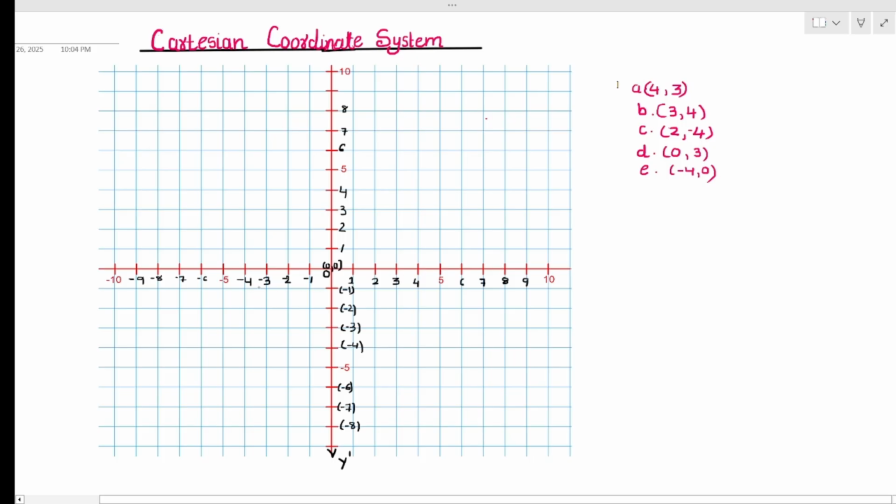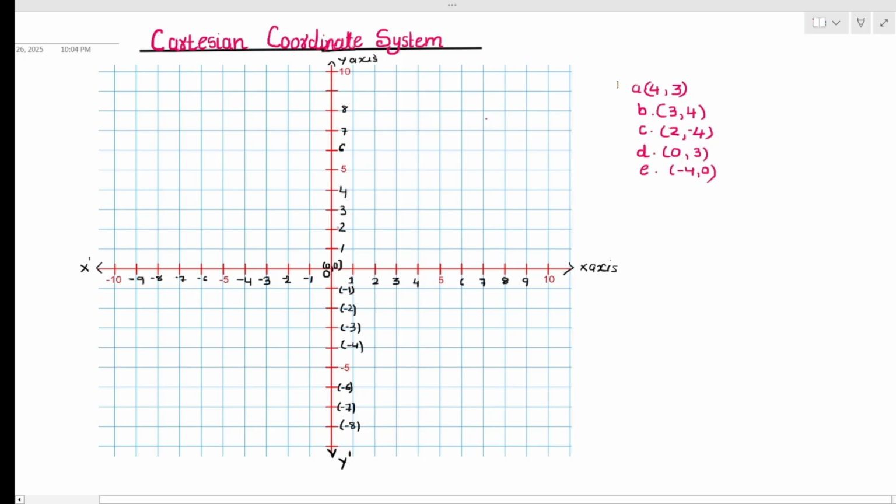As you can see over here, I have a graph. This is a horizontal line passing through the graph and this is your vertical line. This horizontal line is called the x-axis. The right side is called x and the left side is called x dash. This horizontal line is your x-axis and this vertical line is your y-axis. The upper part is called y and the lower part is called y dash.